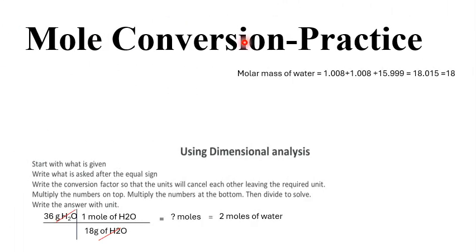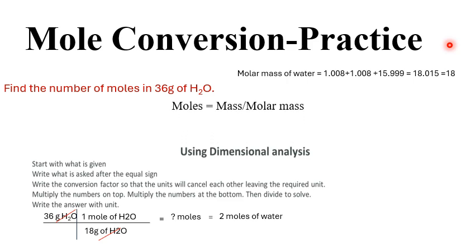Let us see another example to calculate the number of moles in a specific mass of a compound. Suppose we have 36 grams of water. What is the number of moles present in this sample? Substitute in the formula: moles equal mass divided by molar mass. Since this is a compound, we can find the molar mass by adding the atomic masses.